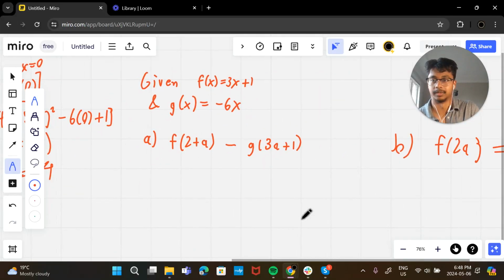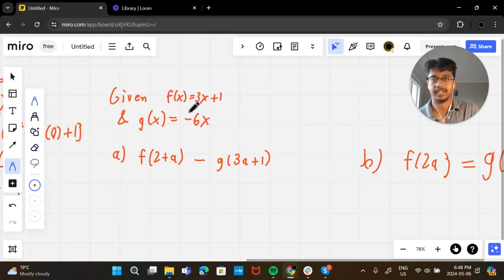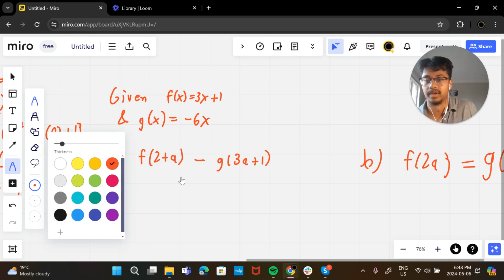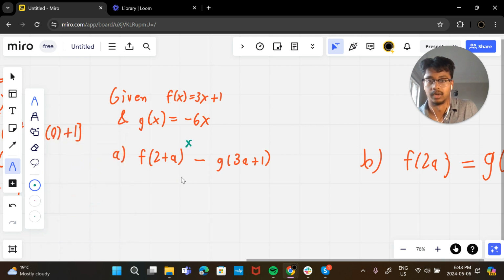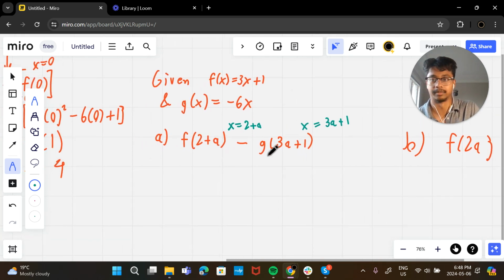Okay, here we have some other examples. So here we're given two functions, and now we're given something interesting. We have variables within our x, but I want you to keep that same idea that we had earlier. Let me use a different color here, perhaps. So our x for this part is 2 plus a, and our x for this part, for g, is 3a plus 1, right? So I want you to think of it like that, okay?